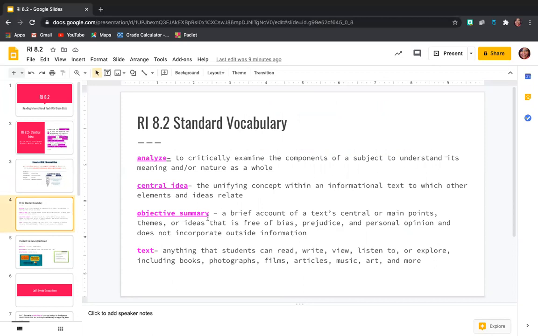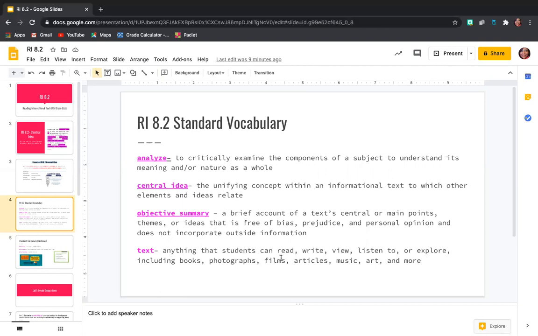This is your standard vocabulary. Analyze: to critically examine the components of a subject to understand its meaning or nature as a whole. The central idea: the unifying concept within an informational text to which other elements and ideas relate. Objective summary: a brief account of the text's central or main points, themes, or ideas. This is free of bias, prejudice, and personal opinion, and does not incorporate outside information. It all comes from your text.